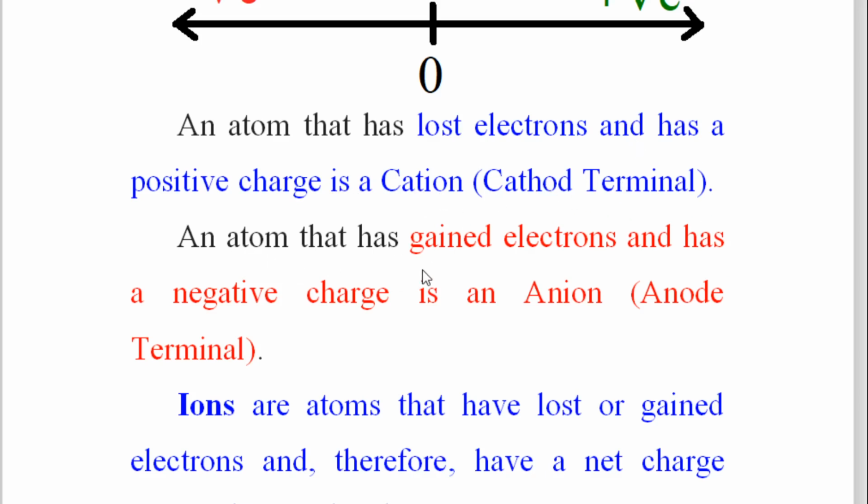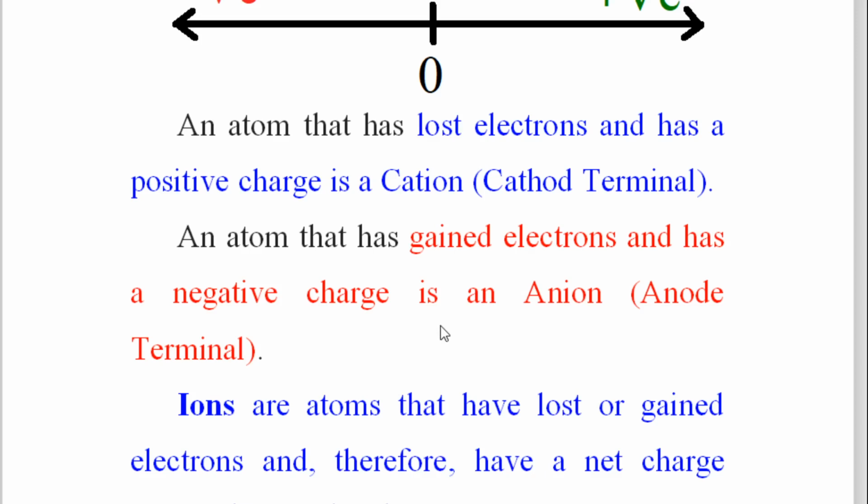An atom that has gained an electron has a negative charge, because upon gaining the electron, the total negative charge will increase, as the electron is a negative charge particle. That atom is called an anion, and that is the anode terminal on the left hand side. In this way, the cathode and anode terminal names are given accordingly.